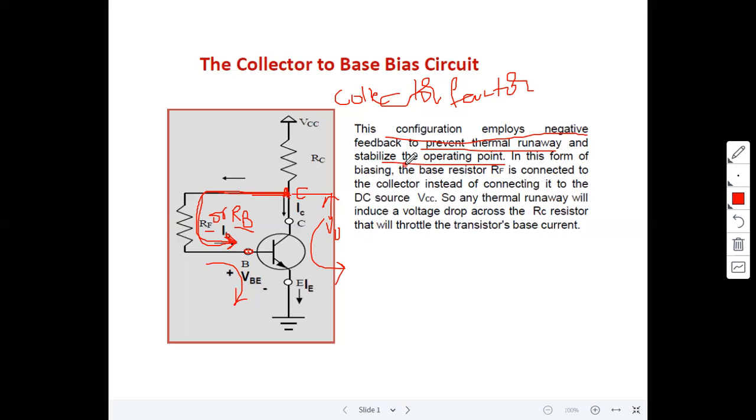In this form of biasing, the base resistor RF is connected to the collector instead of connecting to the DC source. So any thermal runaway will induce a voltage drop across the resistor RC that will throttle the transistor base current. We will see how the Q point is stable compared to the previous two bias circuits.